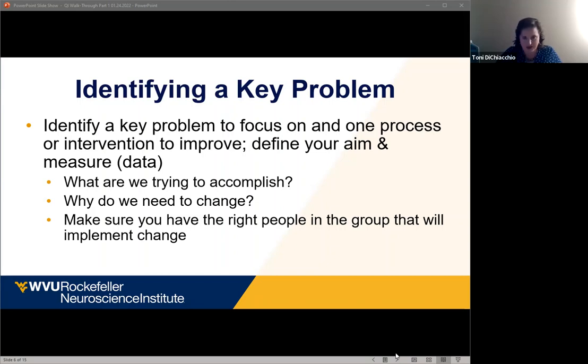I'm mentioning people here and also data here, but again, we'll dive into details on those particular aspects next time we get together. But you want to have some kind of idea about the data that you will measure or the people that you think will be on your team, but you'll refine that later in other steps. Next slide.